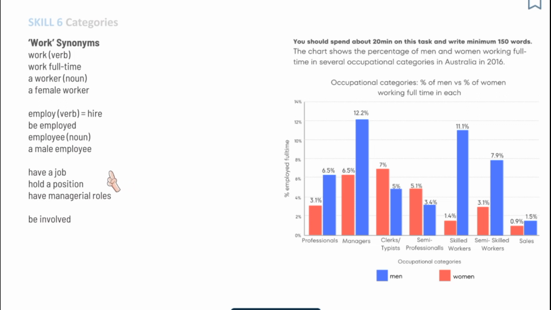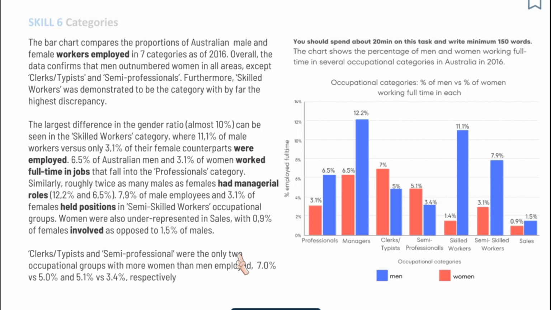We also can use phrases which I mentioned here. So have a job, hold a position, or have, for example, managerial roles. Another possible option that can be used is be involved. Be involved means like be a part of something. Now at the screen you can see a variety of synonyms that I have used in this report. All of them are about work and employees.